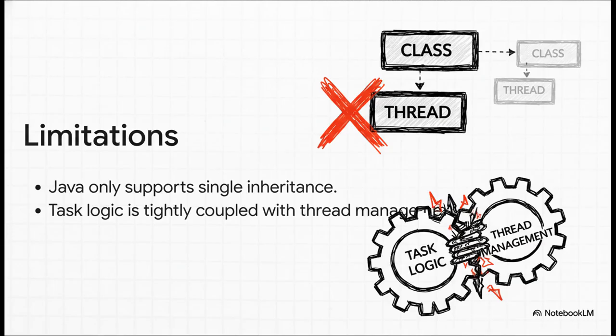Here's the killer problem. Java only has single inheritance. So the second your class extends thread, that's it. It can't extend anything else, ever. You've completely locked it down. Plus, your task, the actual work you want to do, is now permanently stuck to the thread itself. It's what we call tight coupling, and in software design, that's a big no-no.